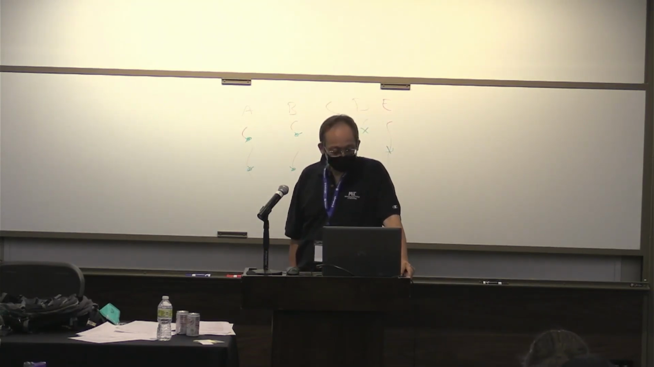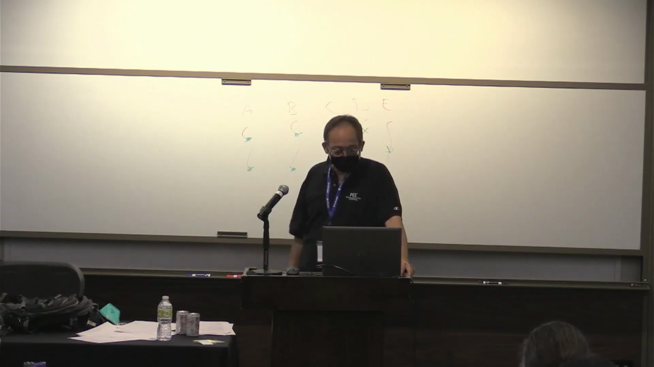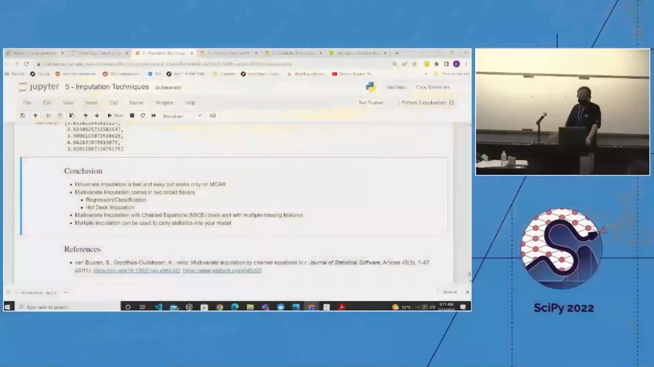All right, so basically univariate imputation, if you know the data is MCAR, is the fastest, quickest, easiest way to deal with it. Multivariate, really you've got the regression classification, which is sort of the simplest way, and then hot deck imputation actually has the advantage that you're not going to get illegal values. And then based on those building blocks, you can do MICE, which is actually great for dealing with missingness patterns that are beyond just a single column.